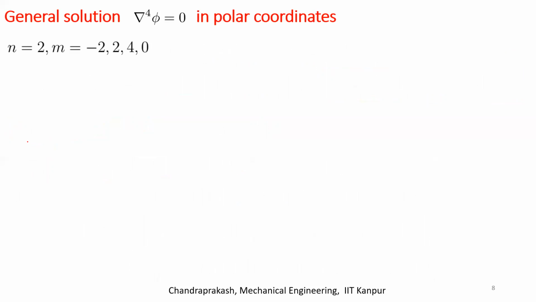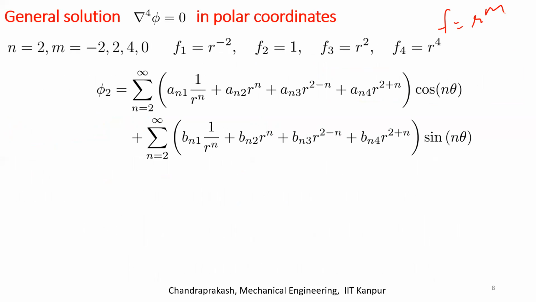And then when n is equal to 2, you will get the following values for m. And once you know m, you can identify f as r power m. And that's how you get these 4 functions for f. And accordingly, you will get another 8 terms.